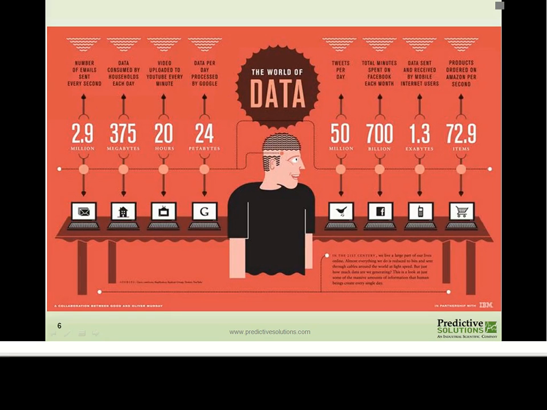Orders on Amazon per second. 73 items per second they sell. It's incredible. So big data is all around us, and including safety, we collect a lot of information. So if you think about the data that we collect, 2.5 quintillion bytes of data every day.